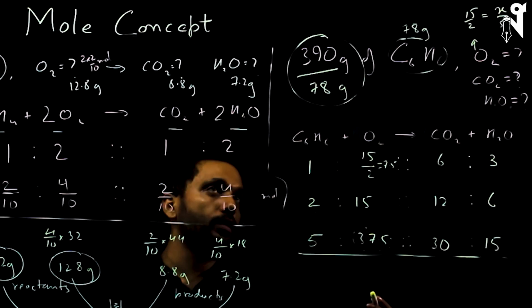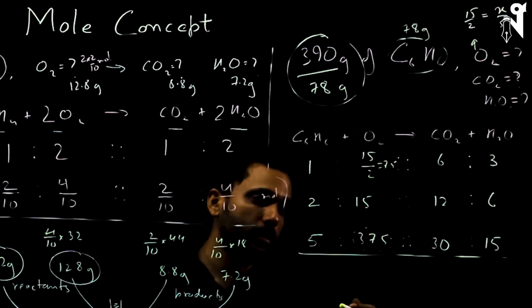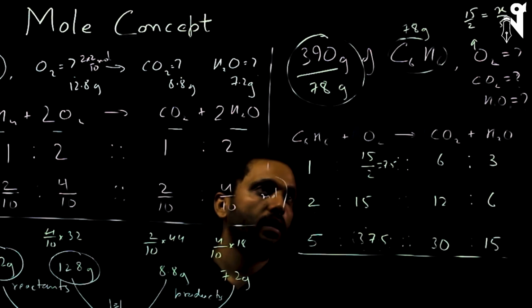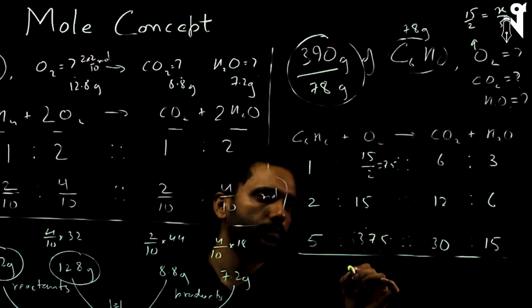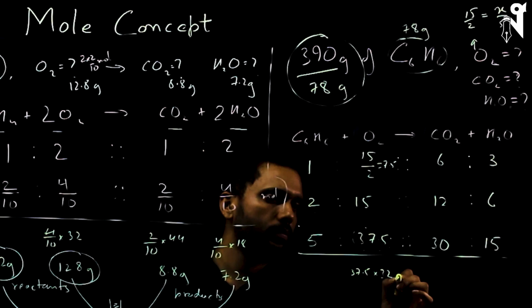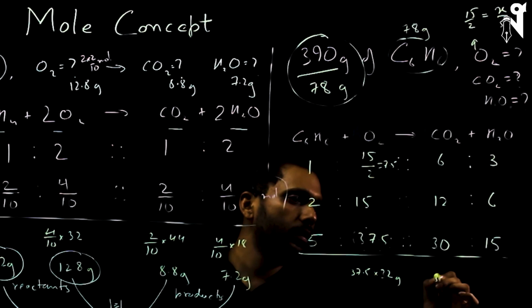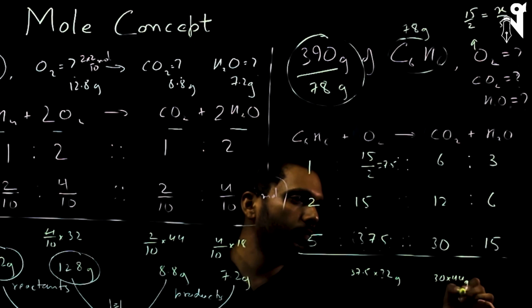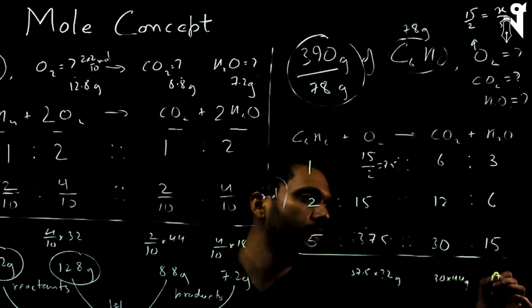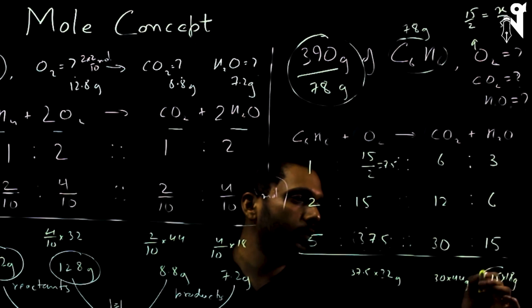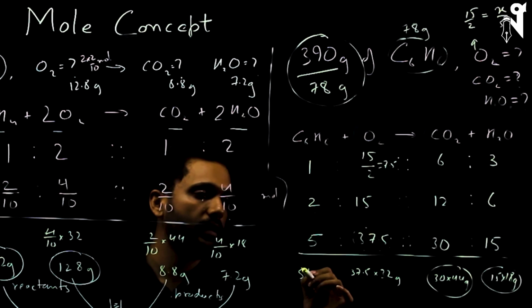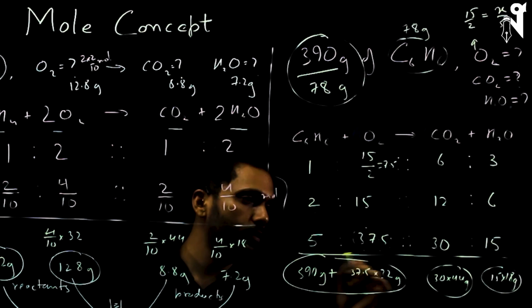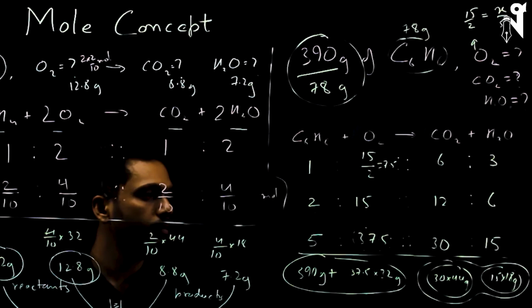If you want, but the answer is required in grams generally, so we'll multiply with the molar masses. So molar mass of oxygen is 32, so 37.5 into 32 is your answer for oxygen. 30 into 44 will be your answer for carbon dioxide, and 15 into 18 will be your answer for water. If you add the reactants and add the products' weight, it is going to come out the same.